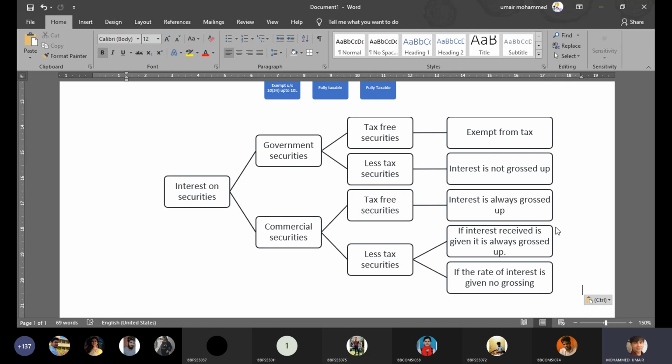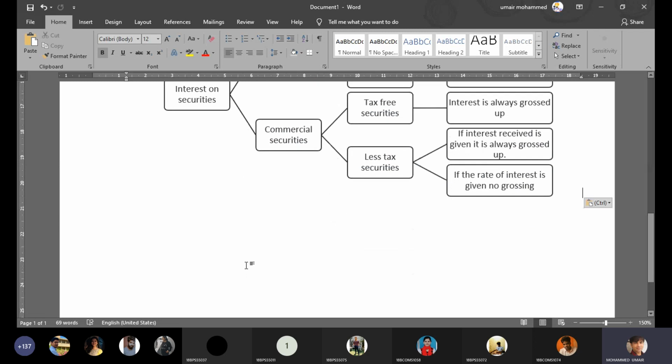And this is extremely important because we will be using this concept throughout this chapter. This concept is called grossing. Now, what exactly do you mean by grossing?